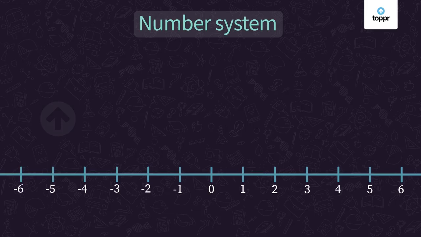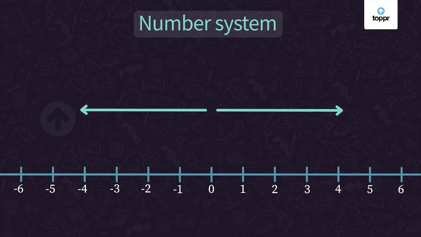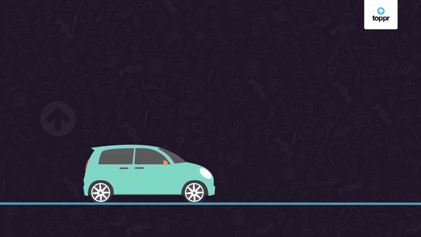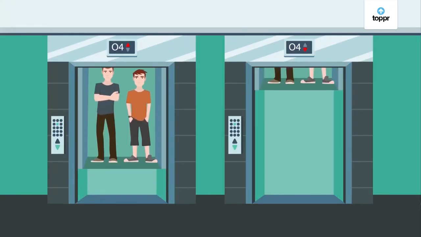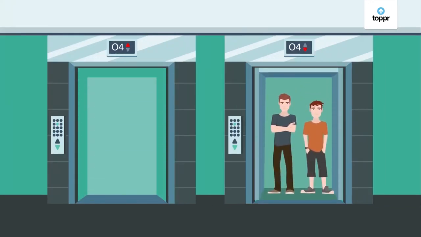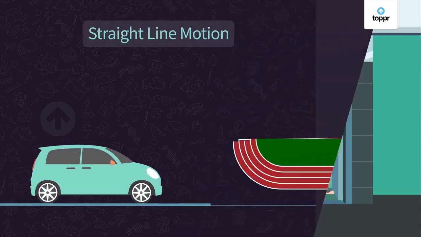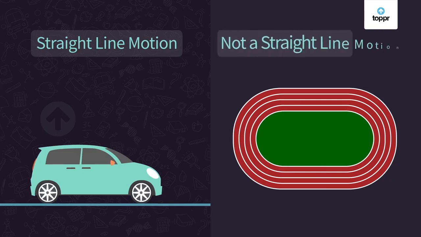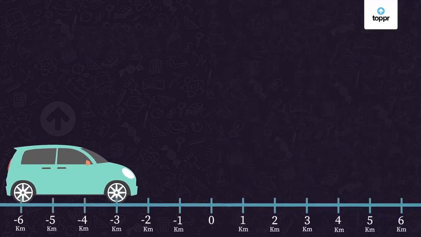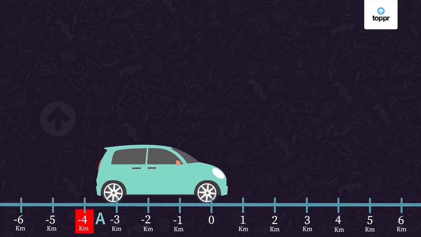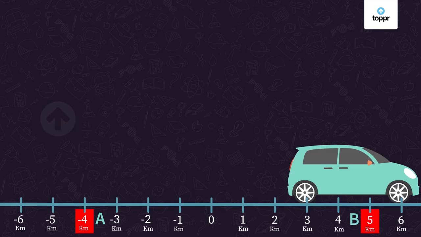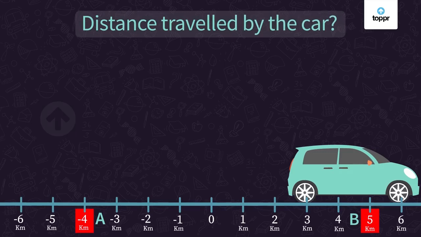In a straight line motion, an object can only move forward and backward in a straight line. So the motion of a car on a straight road or the upward and downward motion of a lift are examples of motion in a straight line. But the motion of an athlete around the ground is not a straight line motion. Okay, now I have a question for you. If a car moved from here to here, what was the initial and final position of the car? And how much distance did it travel?